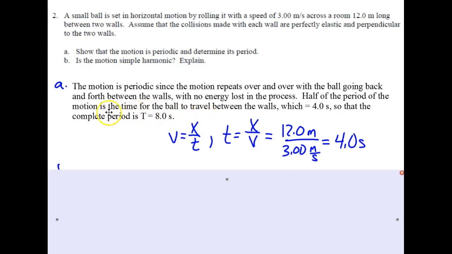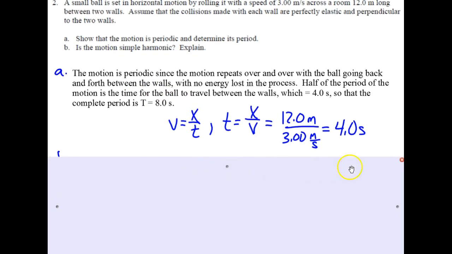So half the period is the time for the ball to get from one wall to the other. The walls are 12 meters apart, and simply applying the velocity equals distance over time formula, the time would be the distance divided by the velocity. The distance between the walls is 12 meters, and the speed the ball is traveling is 3 meters per second. Dividing 12 by 3, we get 4 seconds. So if it's 4 seconds from one wall over to the other, it would take 4 seconds to get back. So the complete period is 8 seconds.